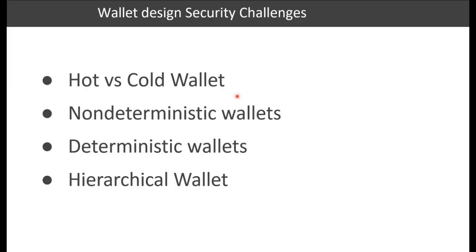A hot wallet is a wallet that's on a computer or a smart device that's running and connected to a network, so it's always on the internet. A cold wallet is actually not connected to the internet. It could be on paper, and it has your wallet address or your public key written down.